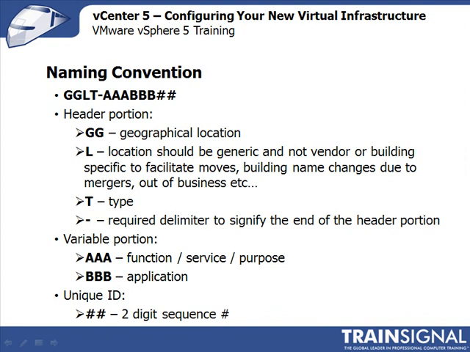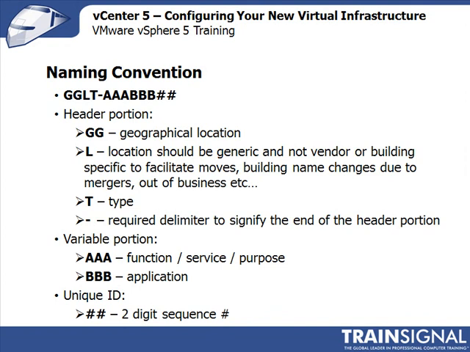What is this server? Is it an Exchange server? Is it a file server, a domain controller? What is it? The BBB will stand for the application. Sometimes you have a server that has a function and a service and a purpose. Let's say you have a Citrix server. Now, that Citrix server also has an application that's installed on it.